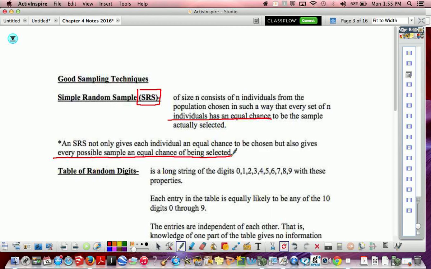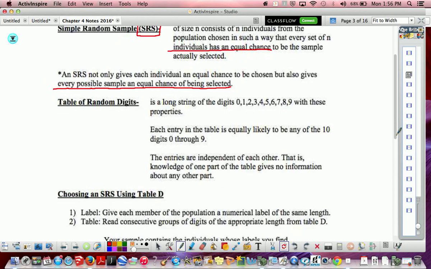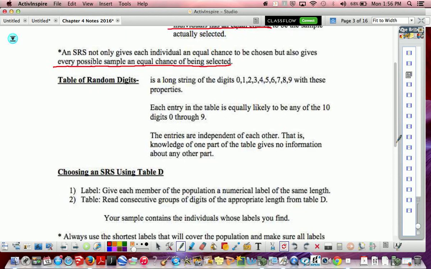Alright, so now, how do we in statistics tend to do a simple random sample? This is where we finally get a little mathy today. How we like to do random samples in statistics is by using what we call a table of random digits. In your textbook, this is Table D.